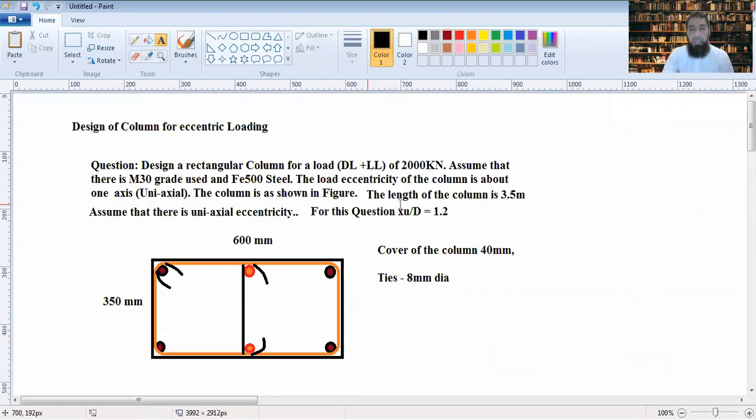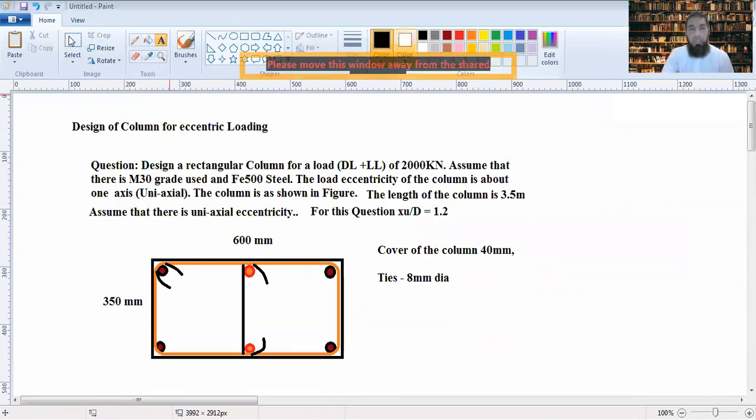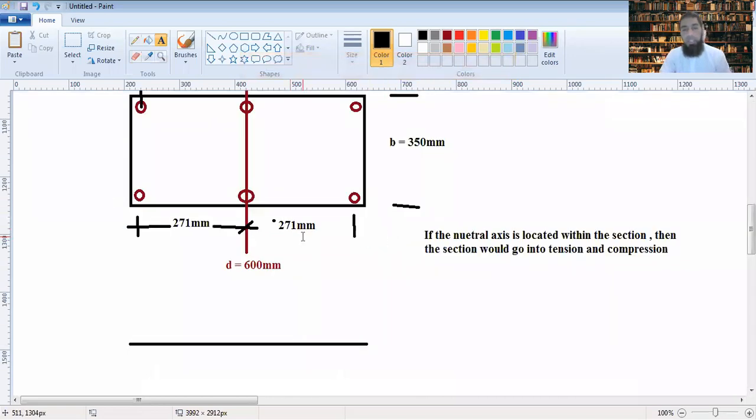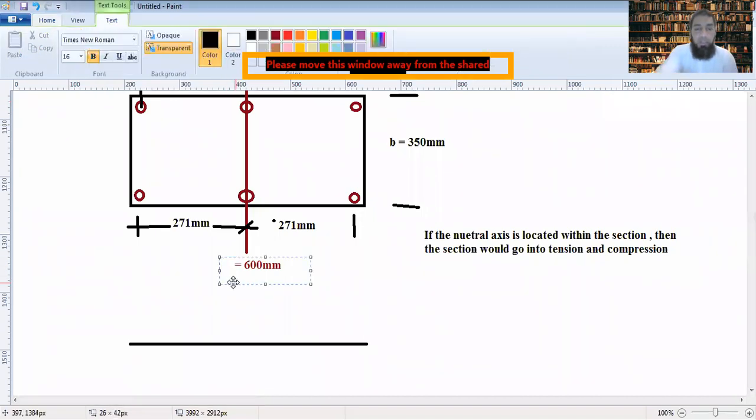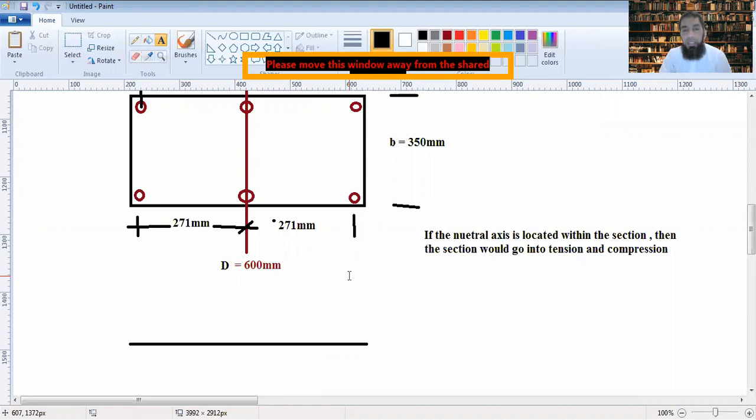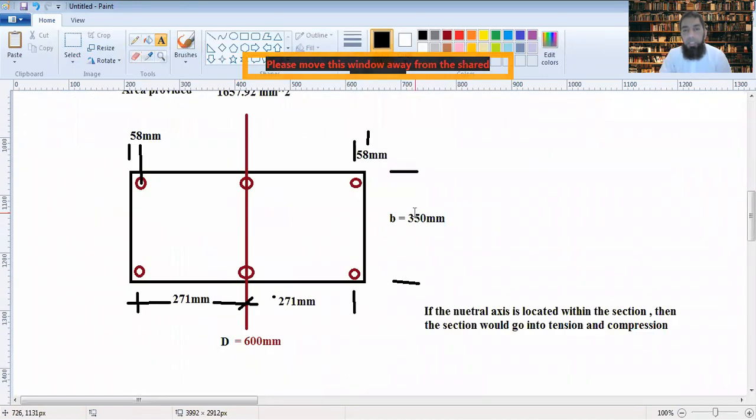Now, let me define that. If what is given here is xu by D equal to 1.2, that would mean that the neutral axis is greater than the depth of the section, greater than the depth D, not small d, this is capital D as given in the question. Then it would be somewhere outside here. Where would the neutral axis be? It would be somewhere outside here.